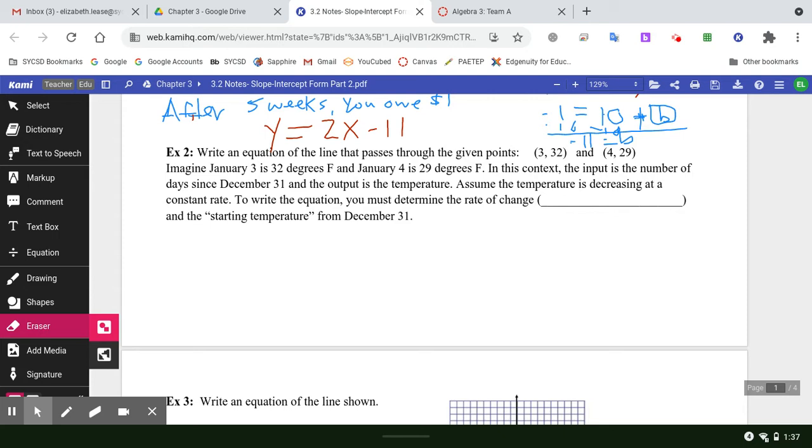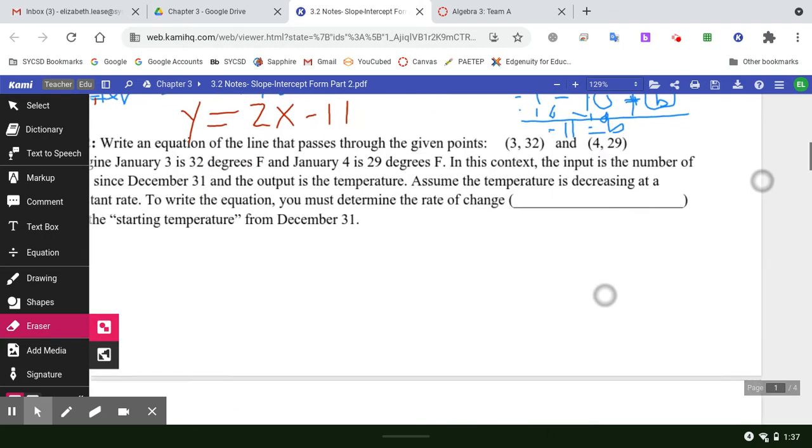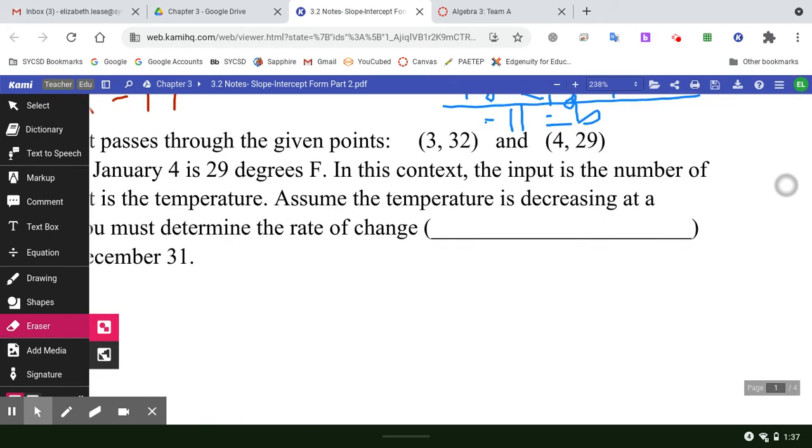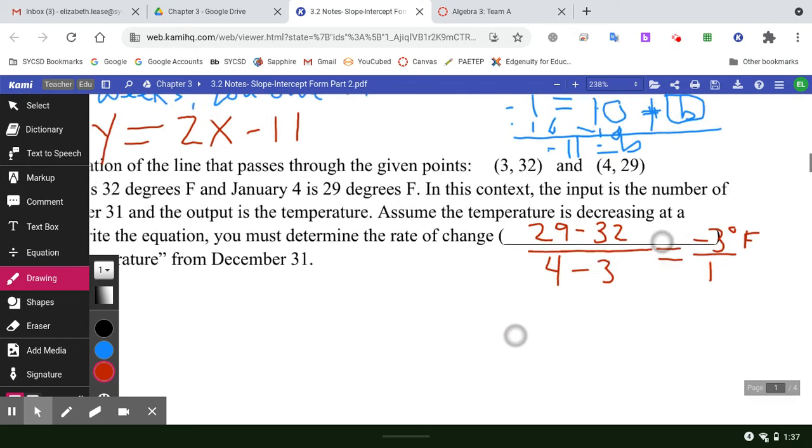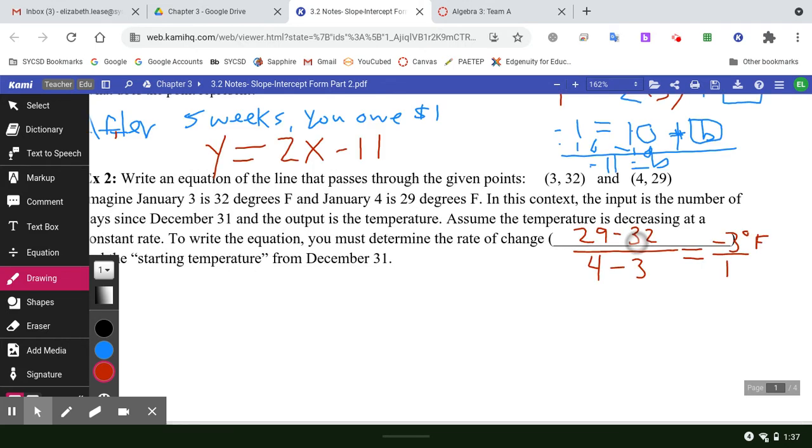There are a few ways we can do this, but one way is to identify the change in temperature. From January 3rd to January 4th, the temperature went down by 3 degrees. And I'm just comparing the change in my y values to the change in my x values. But from here, I can figure out the starting point.